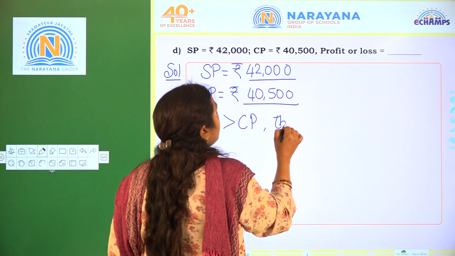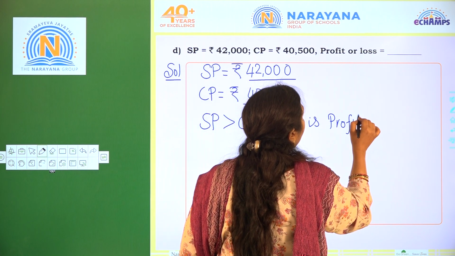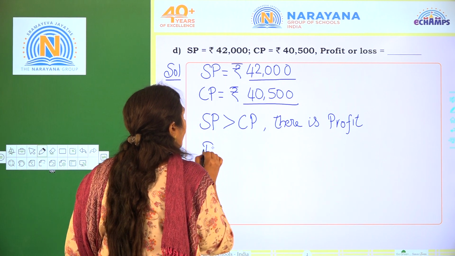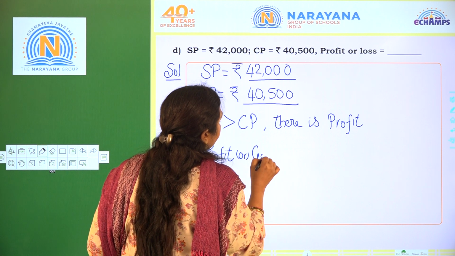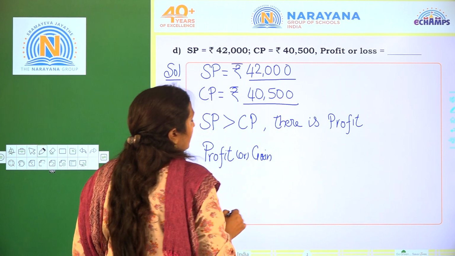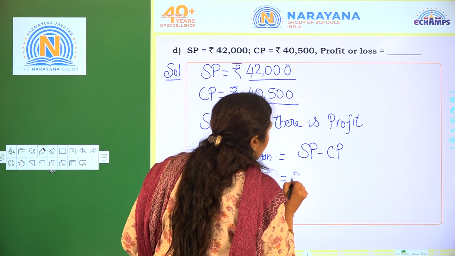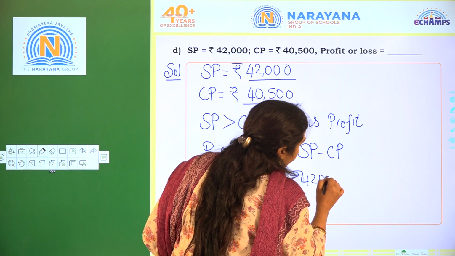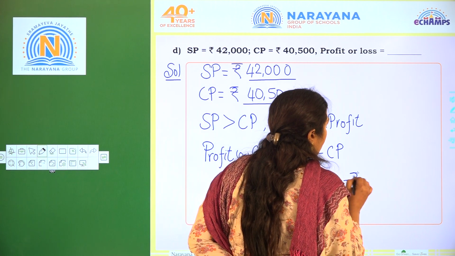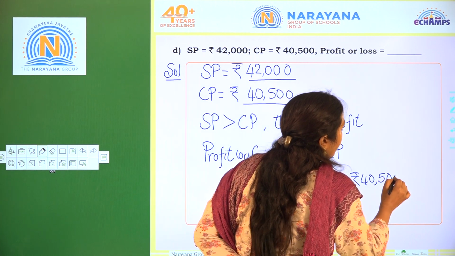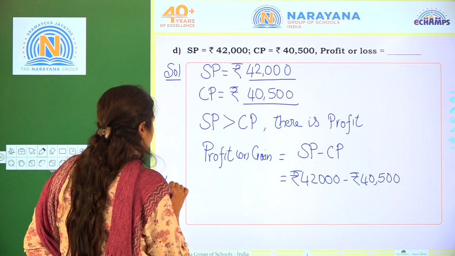So there is a profit. How to find the profit? Profit or gain equals SP minus CP. So what is the SP? Rupees 42,000 minus, what is the CP? 40,500. Now we have to subtract 40,500 from 42,000.